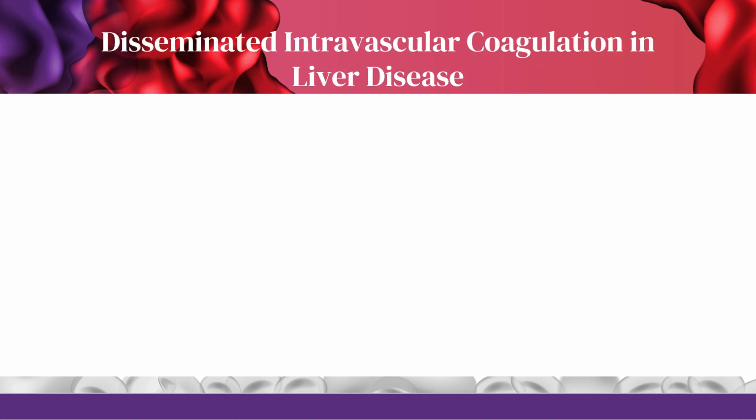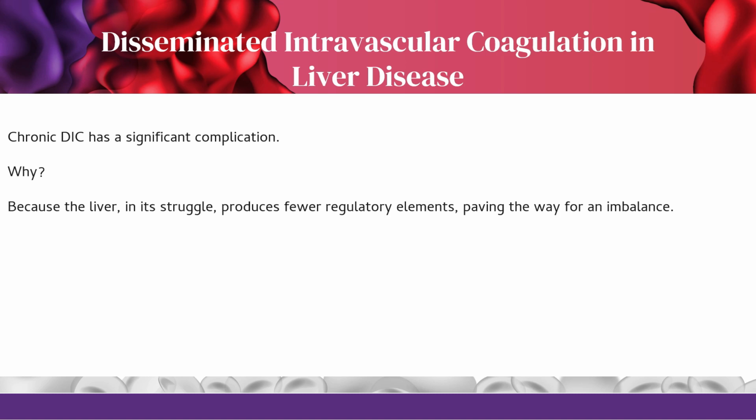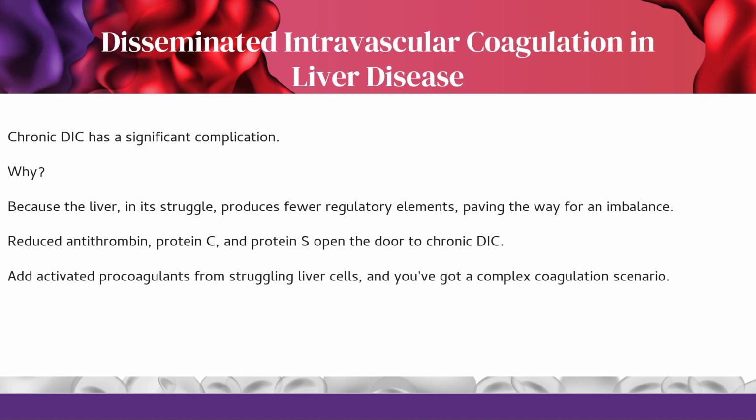Disseminated intravascular coagulation in liver disease. In the intricate dance of liver disease, chronic DIC takes the stage as a significant complication. Why? Because the liver, in its struggle, produces fewer regulatory elements, paving the way for an imbalance. Reduced antithrombin, protein C, and protein S open the door to chronic DIC. Add activated procoagulants from struggling liver cells, and you've got a complex coagulation scenario.